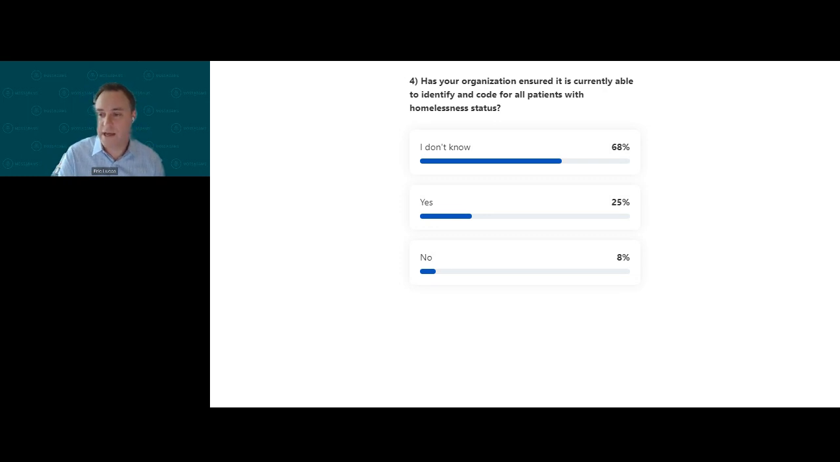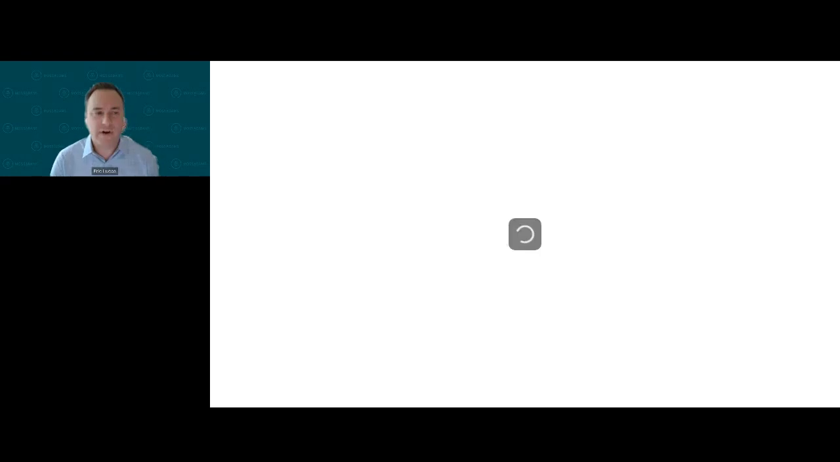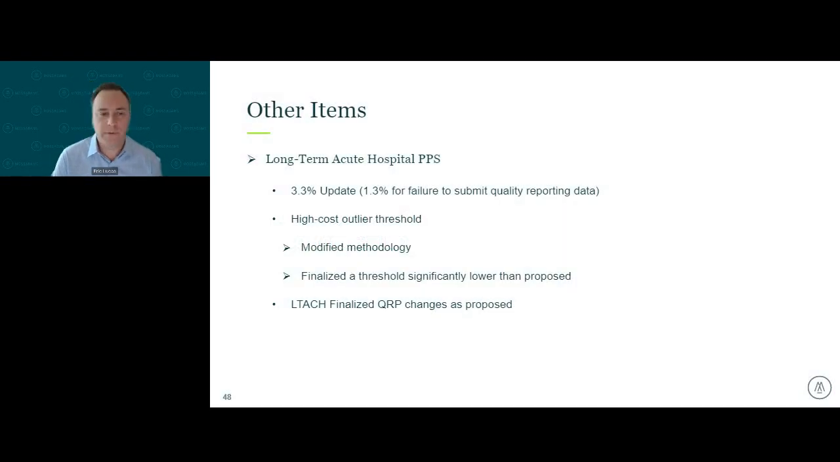Okay, so we have only a few minutes, and we can't cover every item in here. We did try to flag those that are of importance to the most hospitals. The long-term acute hospital PPS rate is also identified here. It's a 3.3% increase with a modified change to outlier, and they've finalized the quality reporting program as it was proposed.